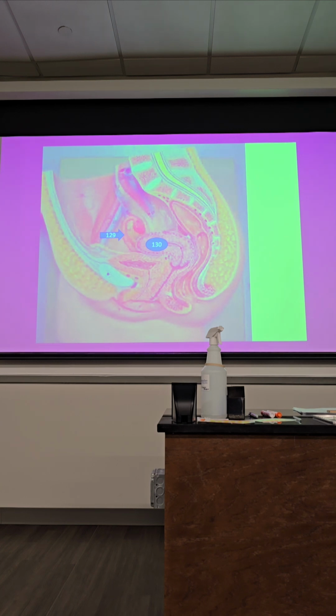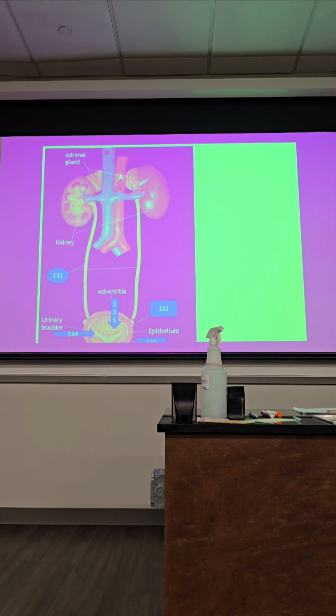Okay, so what do we see here? Come a little closer if you can't see. So number 130 is what? Uterus. And what's 129? The prostate. It's a woman. Someone have prostates. Okay, number 131. Ureters. Okay, what is 132?